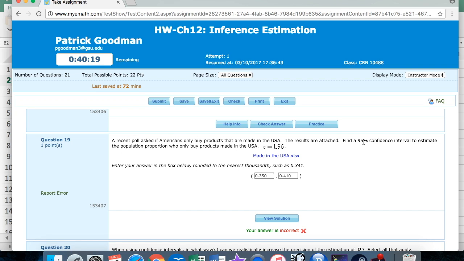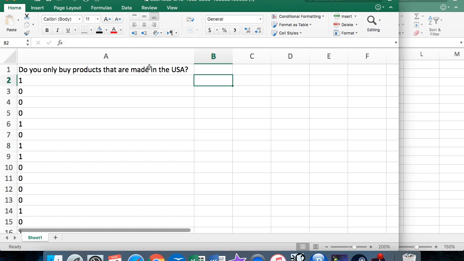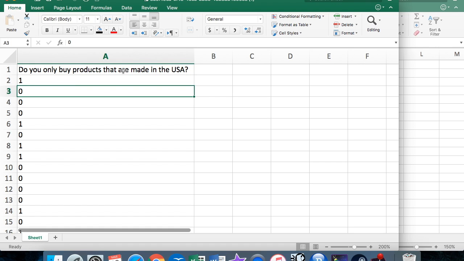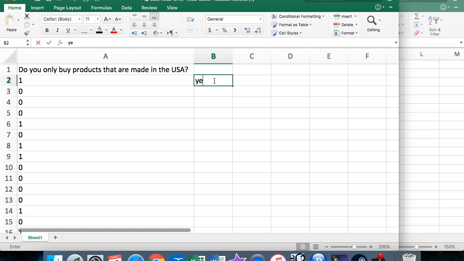Okay, so we want a 95% confidence interval to estimate the population proportion who buys only products in the USA. Okay. So we take this data. So this data says, okay, do you only buy products that are made in the USA? So think of this almost like a computer, right? A computer is 0 if it's off or if it's false, right? So we're talking binary here. Binary, if it's 1, it's true. If it's 0, it's false. So if you're answering the question, do you only buy products that are made in the USA? 1 means yes, 0 means no. Okay, so here's our yes and here's our no.